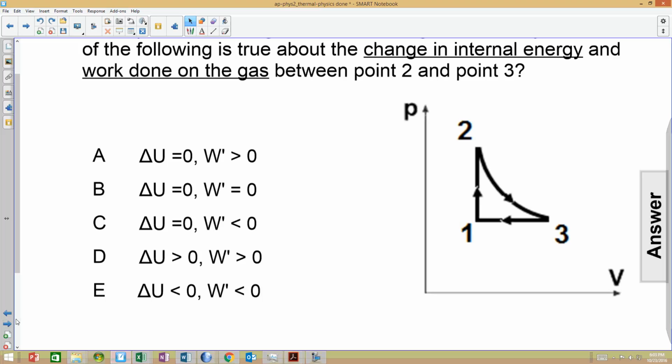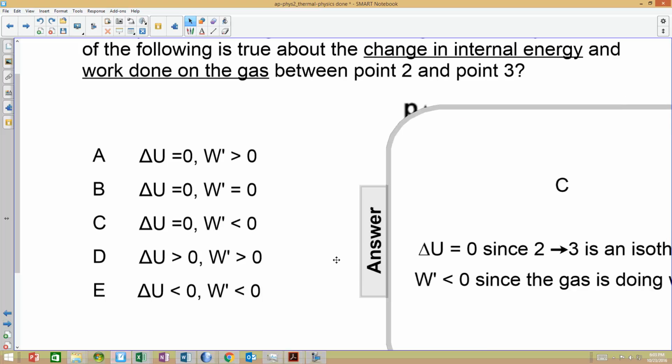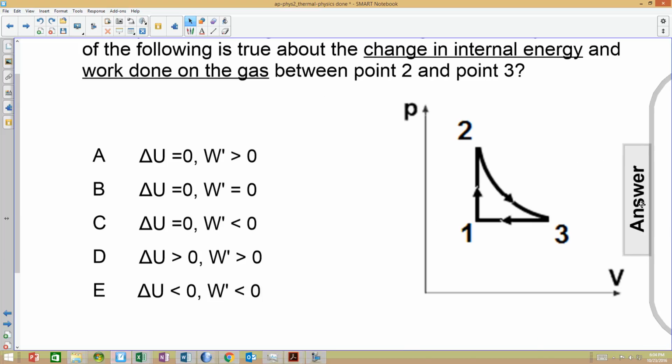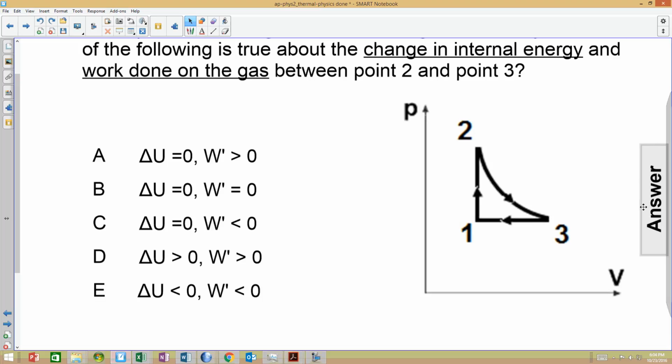Okay, so let's go ahead and take a look at our answer. The correct answer is C. The internal energy is constant because we're traveling on an isotherm. W prime is going to be less than 0 because the gas is doing the work. How do we know that? Because your volume is increasing.